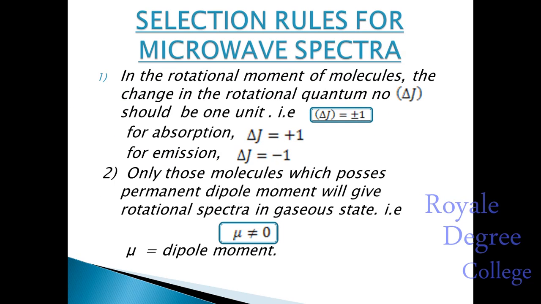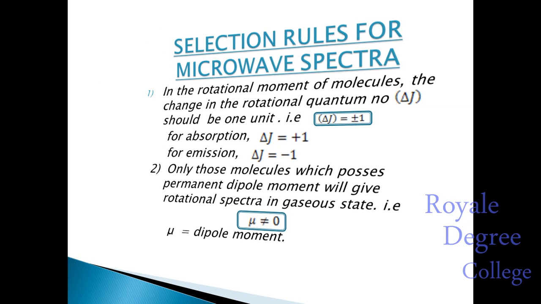Next, we'll study about selection rules for microwave spectra. In the rotational movement of molecules, the change in the rotational quantum number, that is indicated with delta J, should be 1 unit. That is delta J equal to plus or minus 1. For absorption, delta J equal to plus 1. For emission, delta J value equal to minus 1. Only those molecules which possess permanent dipole moment will give rotational spectra in gaseous state. That is, mu is not equal to 0. What is mu? Mu is dipole moment.